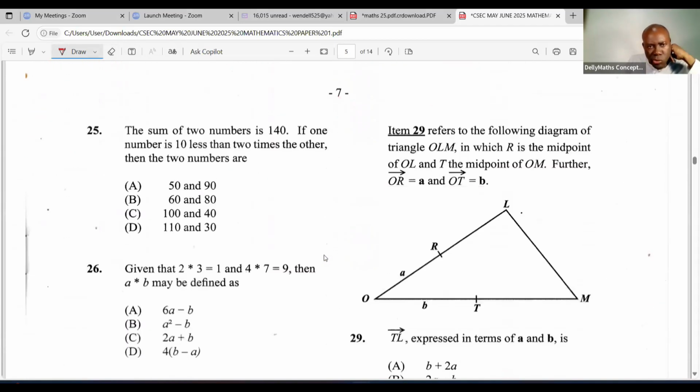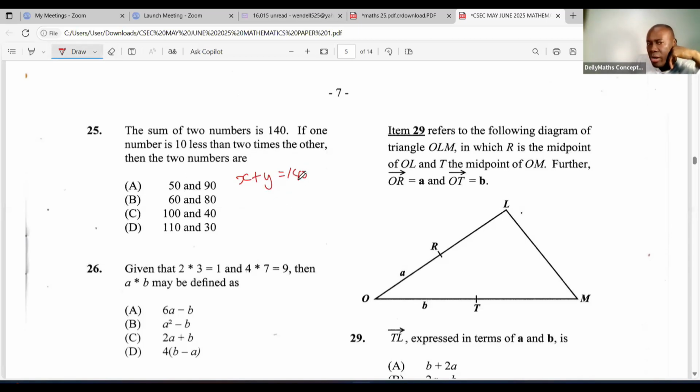All right, the sum of two numbers, I'm just making them up, gives 140. If one number is 10 less than twice the other, then the two numbers are, okay. Now you could play with these and get it, or you could make this up, right?